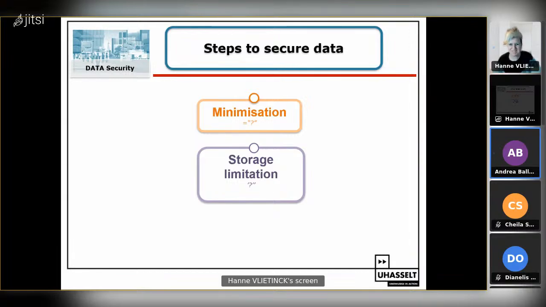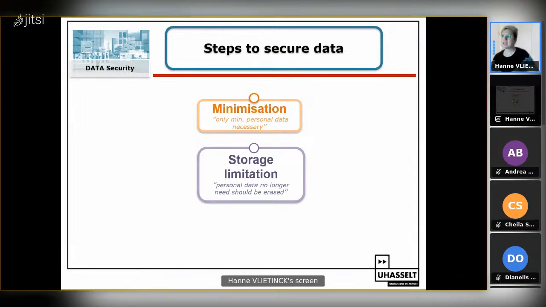So we have 2 principles again, minimization and storage minimization. Anybody an idea what that means? Minimization means that we're only going to take the minimum personal data as necessary. As I mentioned before, the GDPR says you need to explain very well why you're collecting the data and that it's for public benefit and not more than necessary. And storage minimization means that personal data that is no longer needed should be erased.